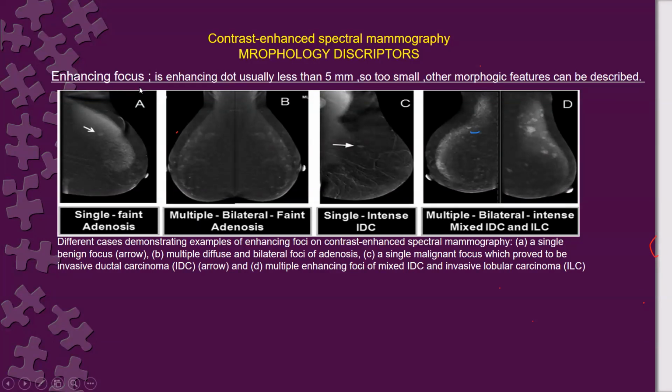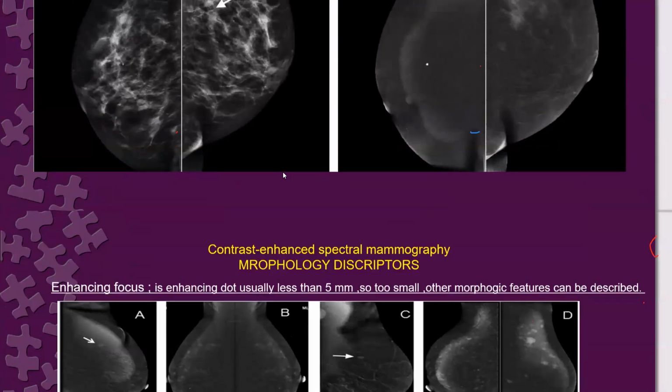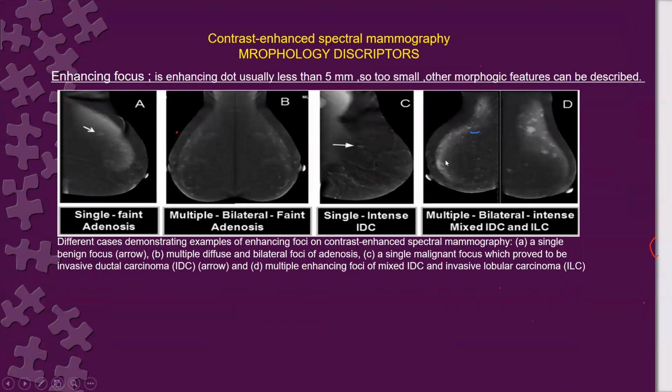Starting with the enhancing focus, which is the enhancing dot, less than 5 millimeter. It is too small to be further characterized with morphologic features. But how do we evaluate the focus? Is it benign or malignant? It depends on certain criteria. Which criteria? Do you know?